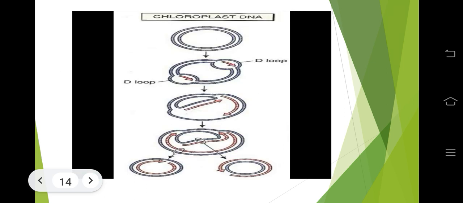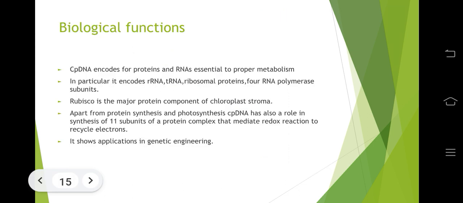Chloroplast DNA, D-loop. Biological functions. Chloroplast DNA encodes proteins and RNAs essential to proper metabolism. In particular, it encodes rRNA, tRNA, ribosome proteins, and 4 RNA polymerase subunits. Rubisco is the major protein component of chloroplast stroma. Apart from protein synthesis and photosynthesis, cpDNA also has a role in synthesis of 11 subunits of a protein complex that mediates redox reactions to recycle electrons. It shows applications in genetic engineering.